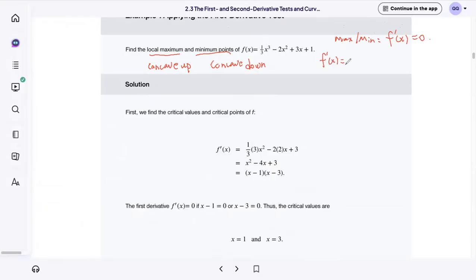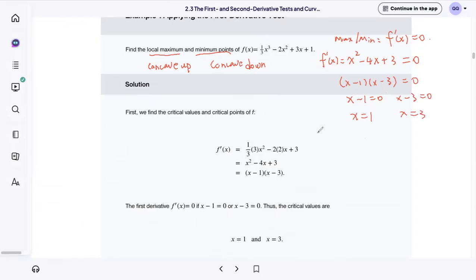So let's take the derivative of this function. So 1/3 times 3, that's 1. So we get x squared minus 4x plus 3. And then we set this to be 0. And this we can factor: x minus 1, x minus 3. So by the zero product property, you can split the two factors. So we solve this, we get x equals 1, x equals 3.